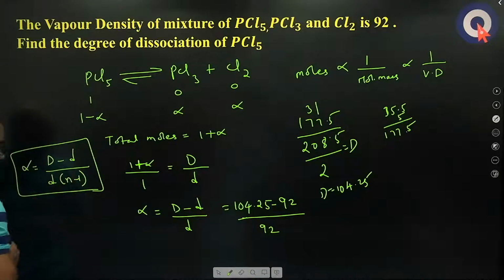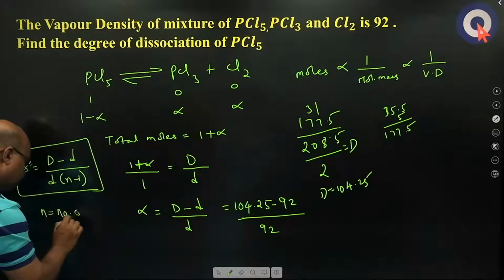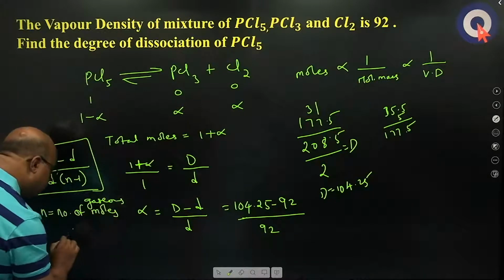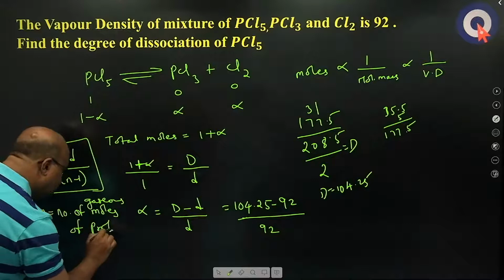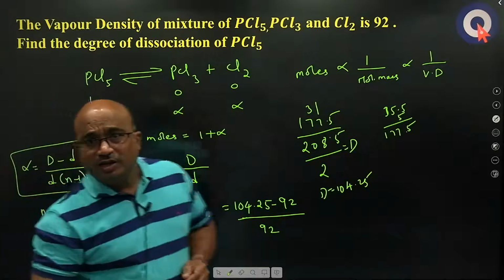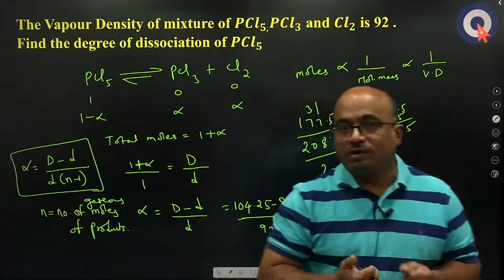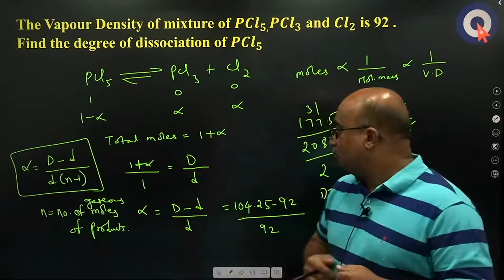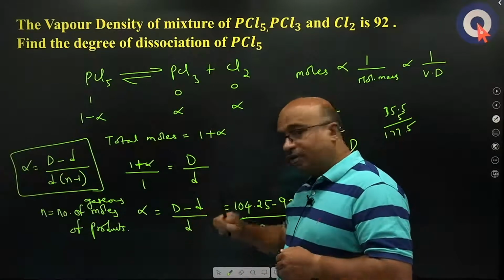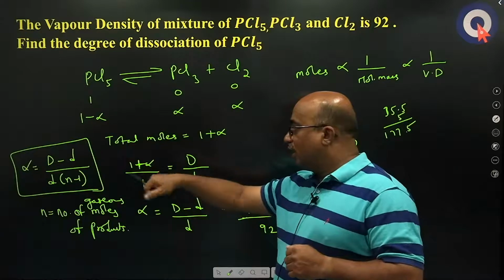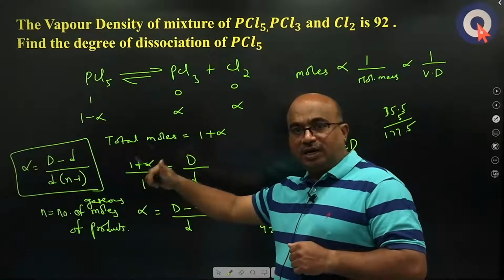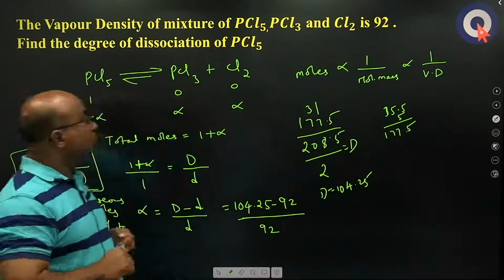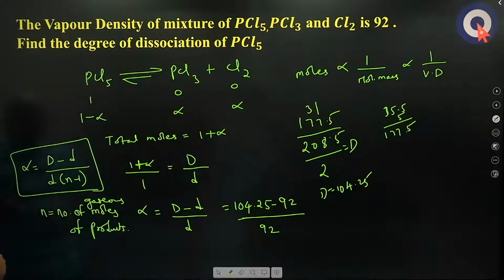So what is n? n is the number of gaseous moles of products. In this case, PCl3 and Cl2 are the gaseous components, so the total number of gaseous products is 2. So here 2 minus 1 is 1. So we got the alpha expression as capital D minus small d by small d. Clear for everyone? So let us move to the next one.